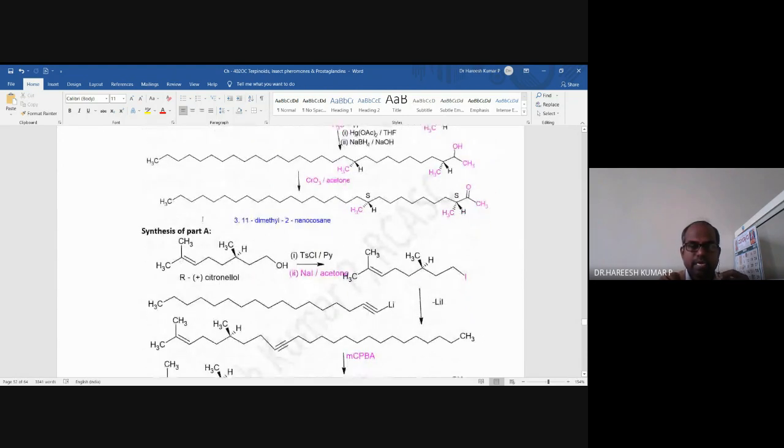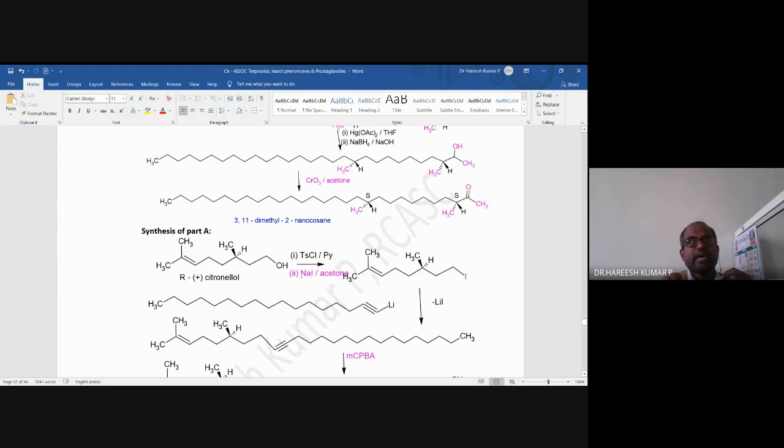So let's look into the part A synthesis. This is called citronellol. Citronellol is a terpenoid, okay, and it's a naturally occurring compound. This citronellol is treated with tosyl chloride. Tosyl chloride converts a hydroxy group into tosylate. Tosylate means OTs. Hydroxy is a poor leaving group, but when hydroxy is converted into tosylate, it will act as a better leaving group.